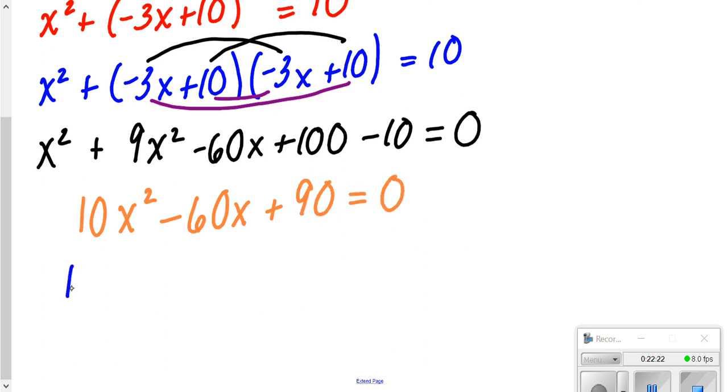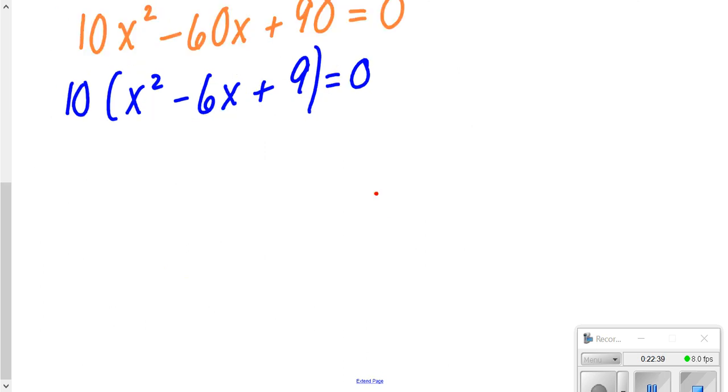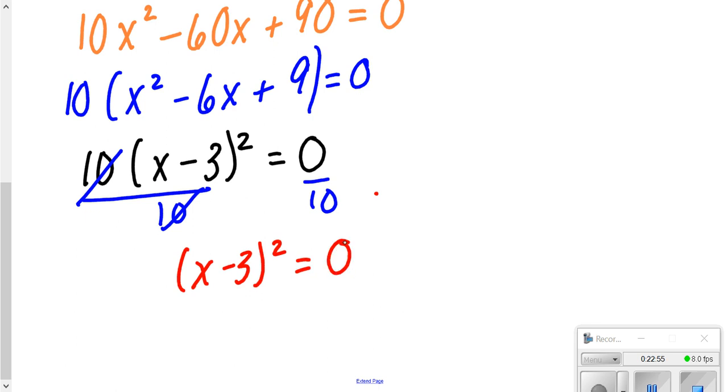I'm going to factor out 10 because these numbers are awfully large and they're all divisible by 10. And when I do that, I see an old friend. I know how to factor this guy. We've seen him before. 10 just carries along. This is x minus 3 times x minus 3. So now I can divide by 10. I get that x minus 3, quantity squared, has to equal 0.